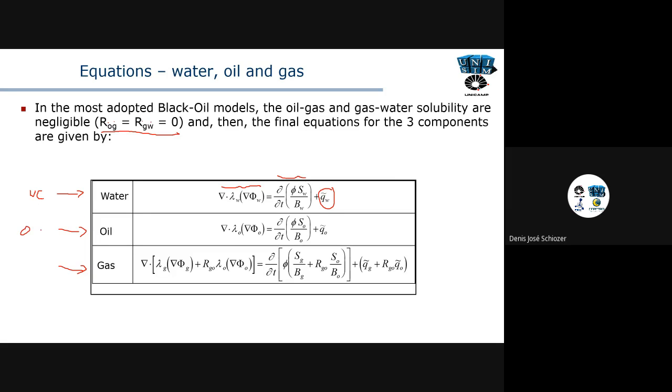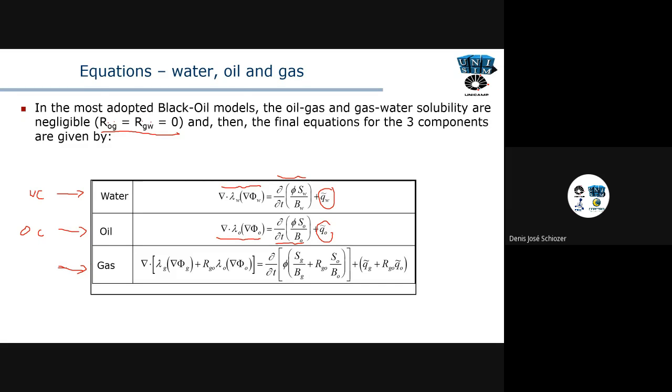For the oil components, we also have these terms here. We have the amount of oil that's going in and out through the surface, in and out through the wells, and also the amount of oil that's accumulating in the block.